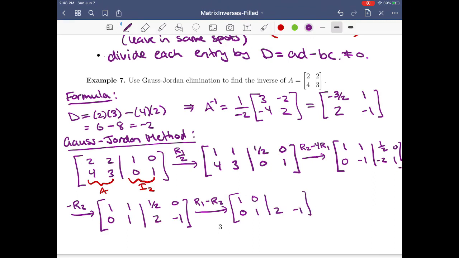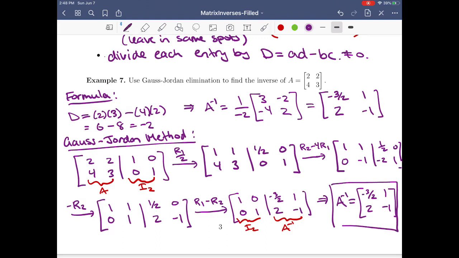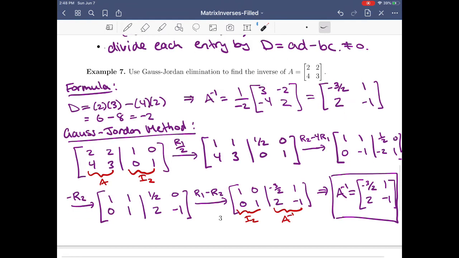And I'm going to have 1/2 minus 2 is negative 3/2. 0 minus negative 1 is a positive 1. So now I see that I have I2 here, which means that this part is the inverse. So I write A inverse is equal to the 2 by 2 matrix, negative 3 over 2, 1, 2, negative 1. And notice that the matrix we got here is exactly the same as the matrix we got here. So it's the same answer, just a different method.